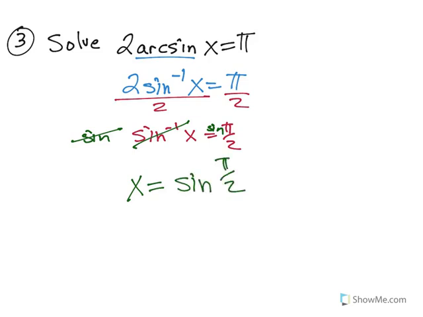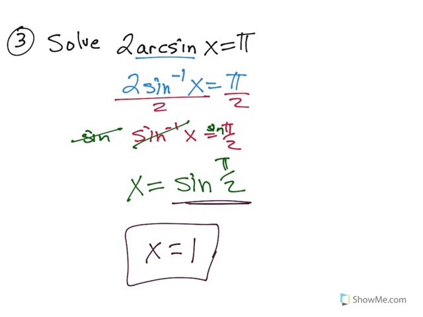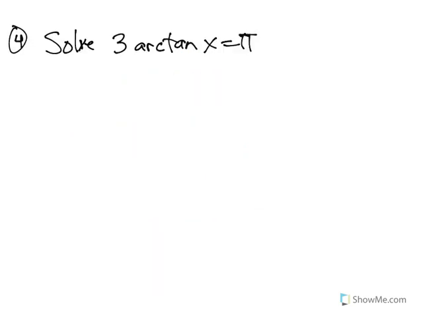Now, friends, you know the value of sine of pi over 2. At pi over 2, what is the value of sine? And that answer is 1. So in this case, x is 1. Let's do another one of those.